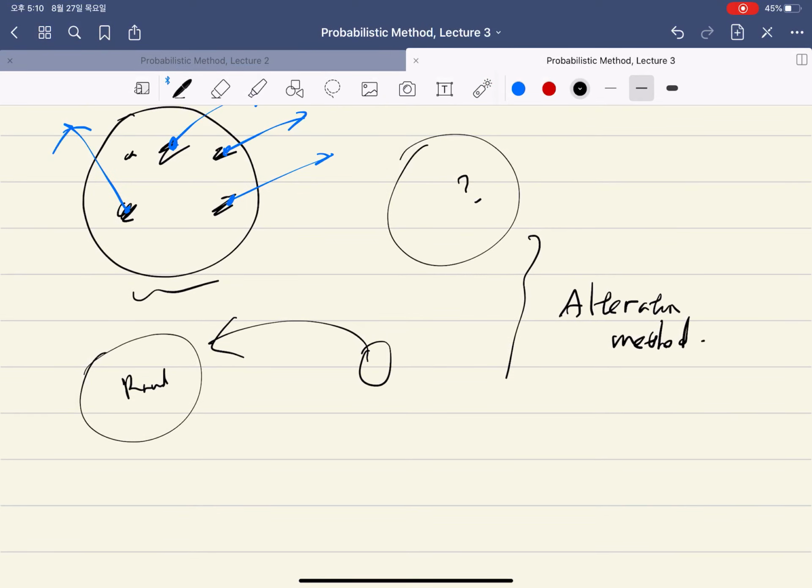So the time is a bit weird, but as the next one is a bit long, we will see more examples of this alteration method in the next lecture.